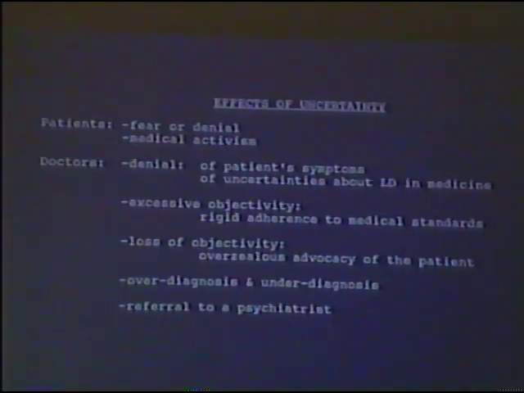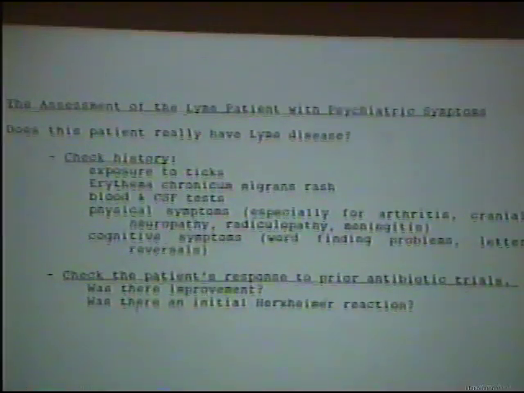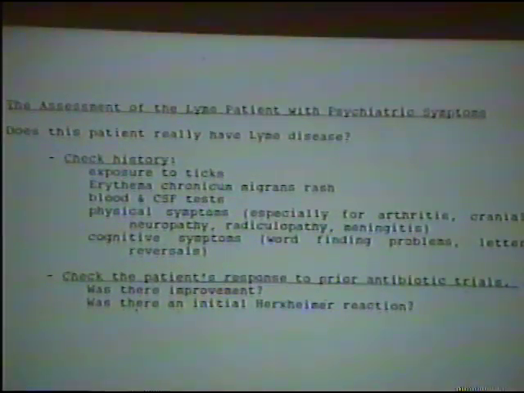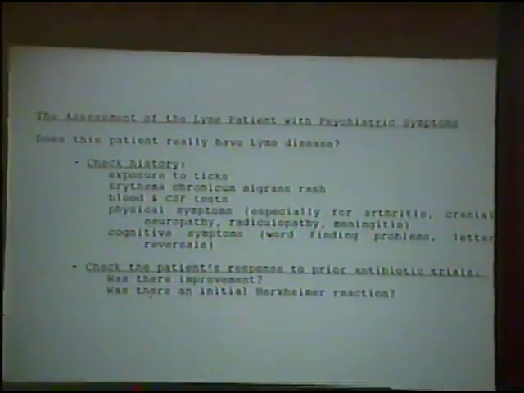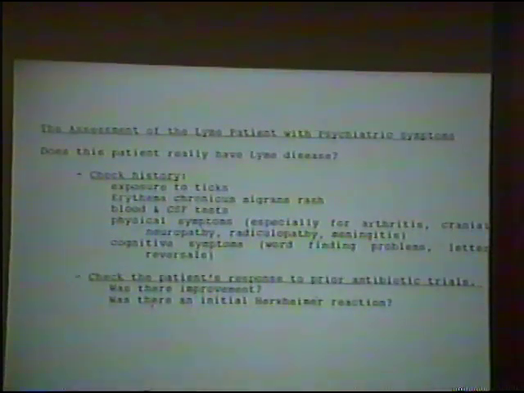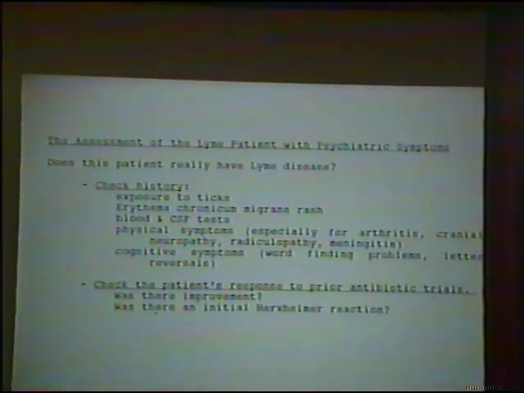And so that places all psychiatrists in a quandary as to what to do and who to believe and how to figure this out. So what do I do? I try to figure out in my own head, does this patient really have Lyme disease? And I think it's very important to keep an open mind about the fact that we don't know all the manifestations of Lyme disease. And we also know that the testing is not good.